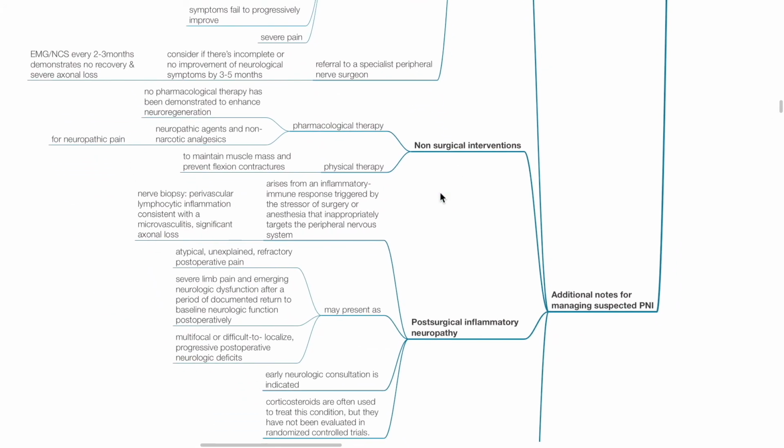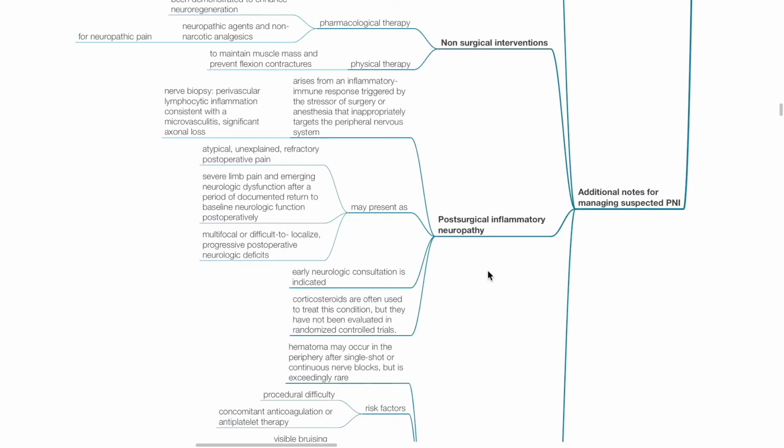Non-surgical interventions include pharmacological or physical therapy. No pharmacological therapy has been demonstrated to enhance neuroregeneration. Neuropathic agents and non-narcotic analgesics may be prescribed for neuropathic pain. Physical therapy is used to maintain muscle mass and prevent contractures.